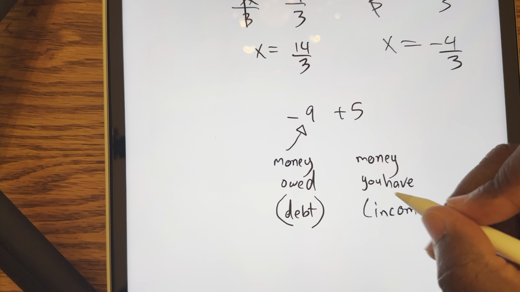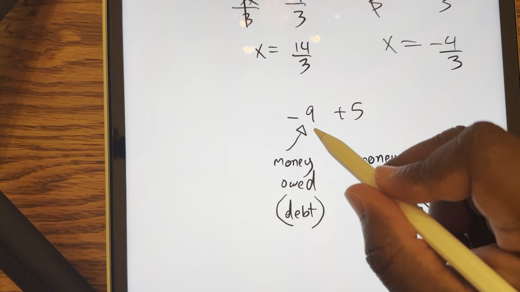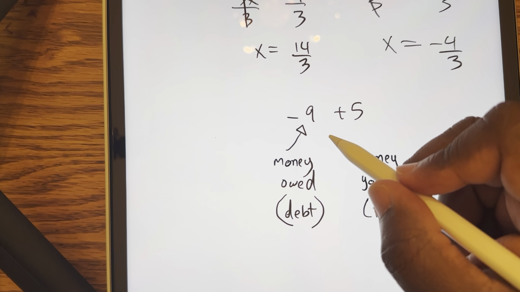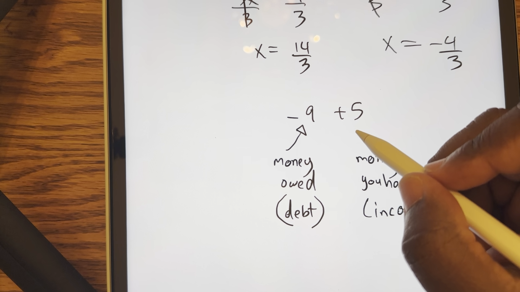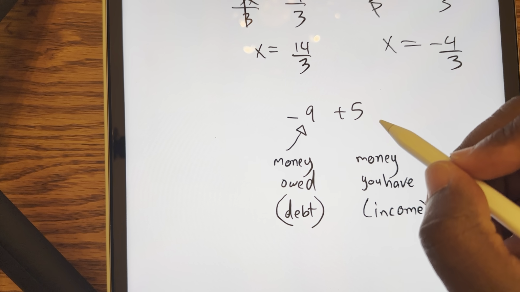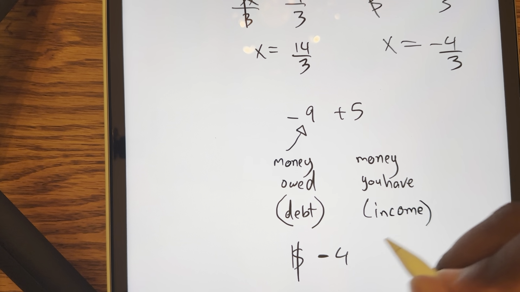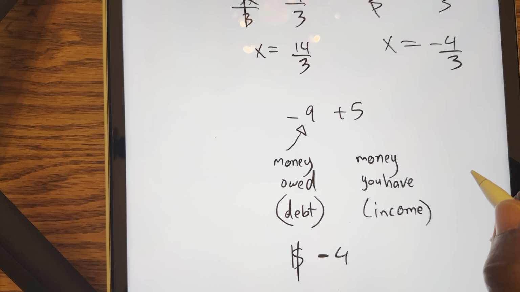And so when you see it like this, it becomes a little bit easier to approach, right? If I owe someone $9 and in my wallet, all I have is $5, then when I pay them everything I have in my wallet, I still owe them $4, right? And when I view it like this, it's just a little bit easier for me to see.